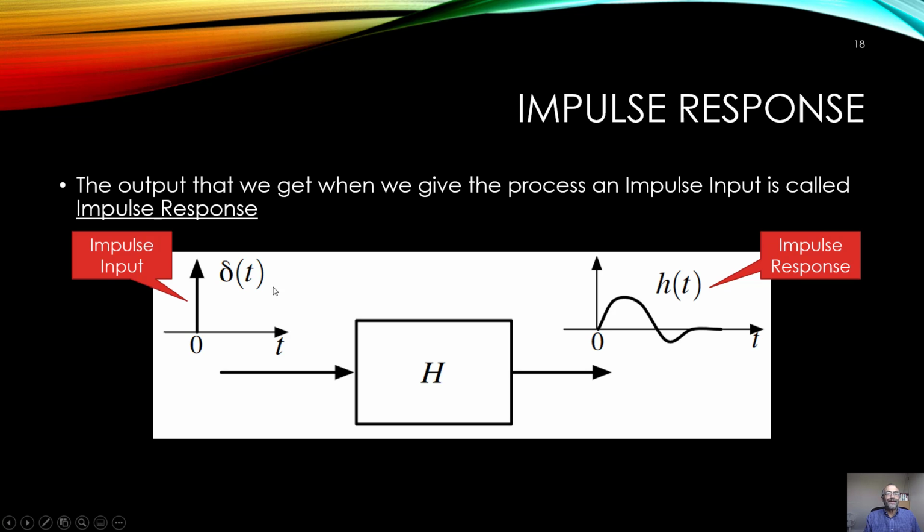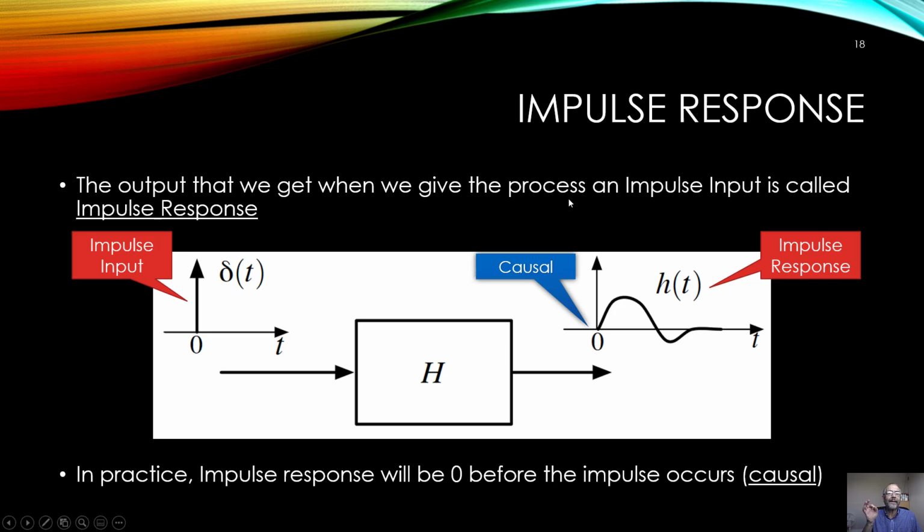Then the input is delta t, the output is a certain function, and it completely depends on that system what function that is. We call that function the impulse response. So the response that the system gives when you give it a kick as an input, an impulse as an input, that's called the impulse response function. Very important. It really characterizes the system.